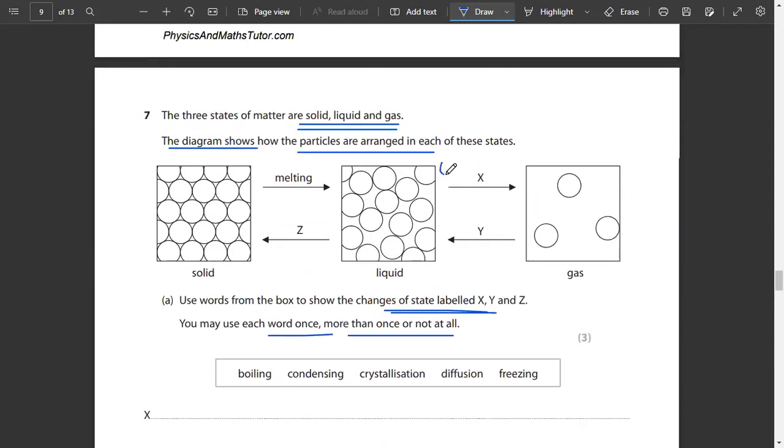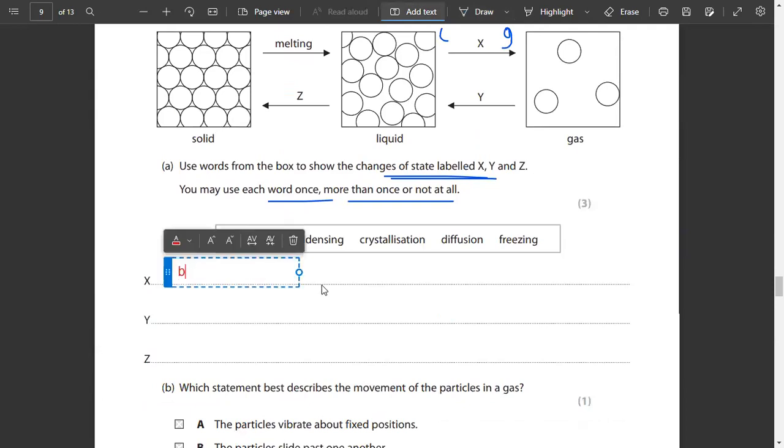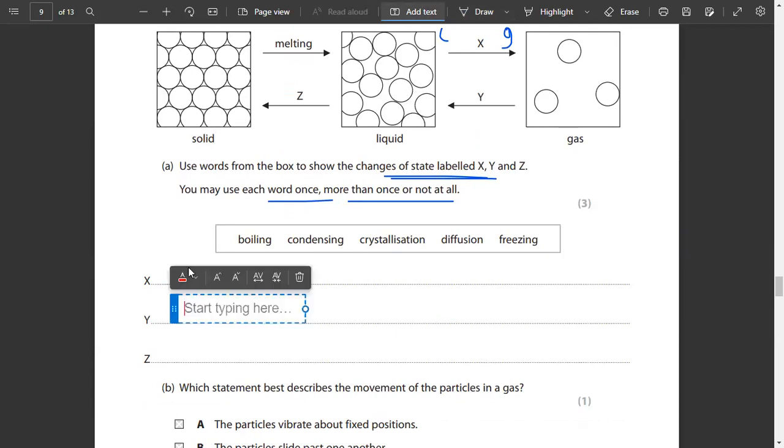So X क्या है? X is liquid to gas. What is liquid to gas known as? Liquid to gas को हम कहते हैं boiling. What is Y? Why is gas to liquid? तो gas to liquid को हम क्या नाम देते हैं? Condensing.